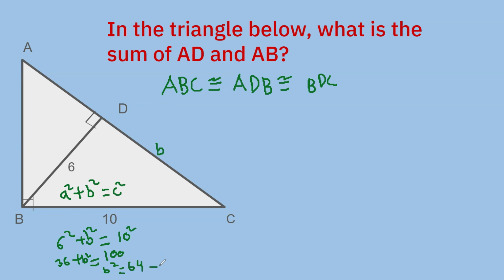And then you get b equals 8. Now, I did it a long way, right? What I really want you all to be able to do is to do that in your head and not even do the math, but to recognize you have a 6 as one leg, you have a 10 as the hypotenuse, and the ratio there is 3 to 5.